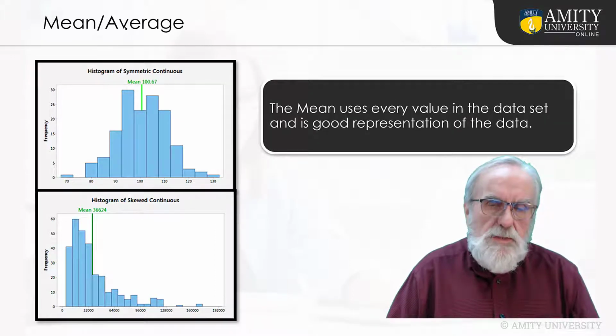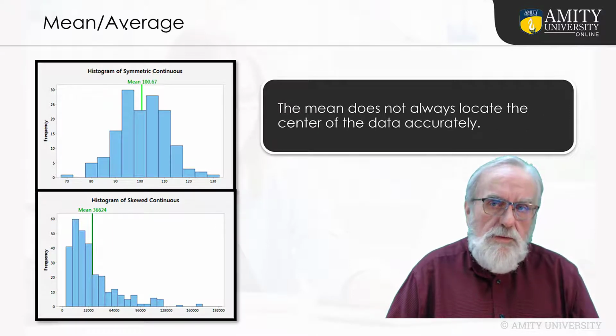The mean uses every value in the data set and hence is a good representation of the data set. The irony is that most of the time this value never appears in the raw data since it's a calculated number. And since the mean incorporates all the values in the data set, if you change any value in the data set, the mean of the data set changes. However, the mean does not always locate the center of the data accurately.